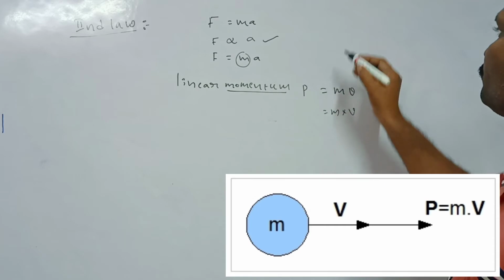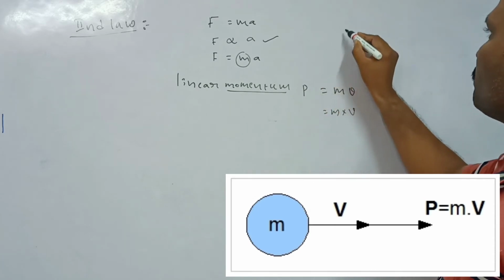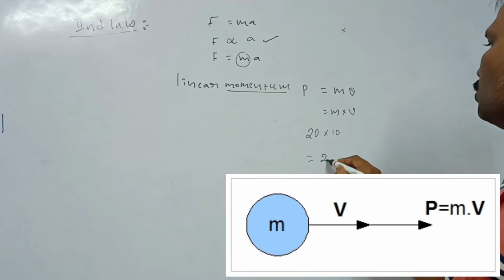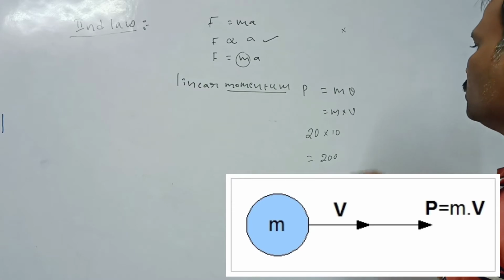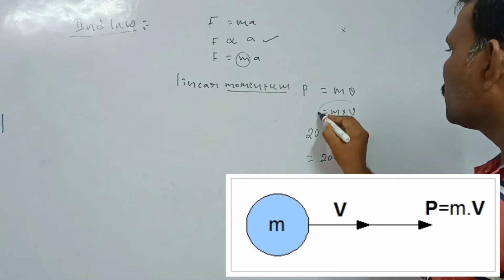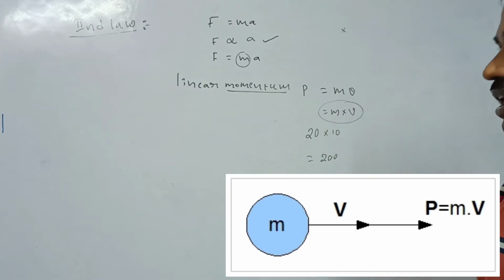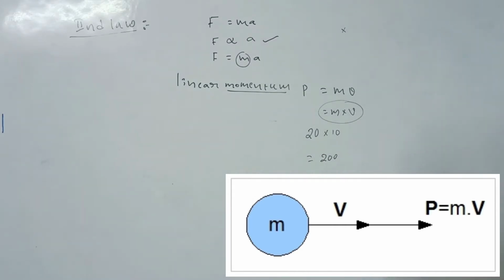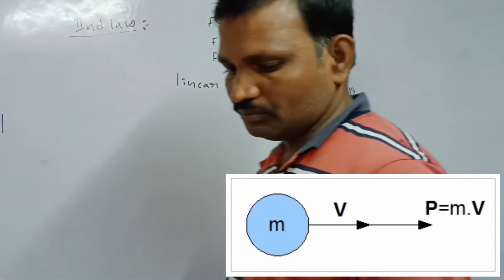For example, there is a person X. His mass is 20 kgs and he is running with velocity 10 meter per second. Then what is his momentum? 200. So momentum is the product of mass and the velocity. The definition of momentum is when mass is in motion, we can say that the object has momentum. So this is the formula for linear momentum.